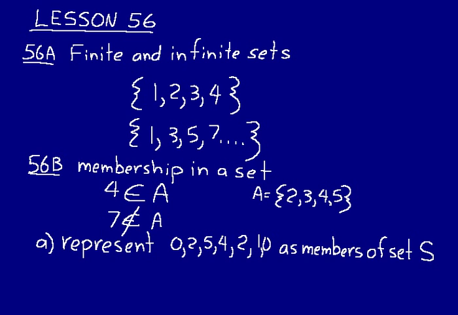Let's go ahead and do a practice problem. Look at practice problem A. I want you to represent those numbers 0, 2, 5, 4, 2, 1, and 0 as members of set S. So what you can do there is just write capital S equals and then put a brace. And you don't do numbers twice when you're representing them in a set. So we would just have 0 one time, 1, 2, just do that one time even though it's displayed twice there, 4, and 5. So that would be set S.